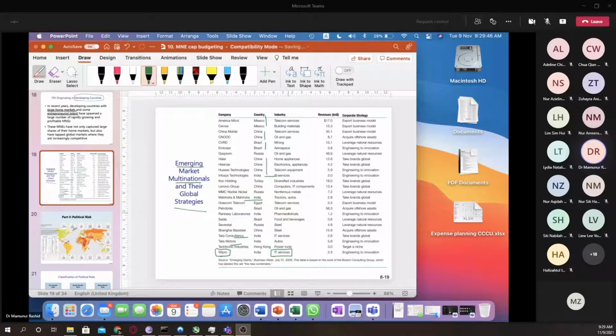So these are companies coming from emerging markets, and they are becoming bigger and bigger. You see, the largest would be what? China Telecom has $30 billion of revenue.